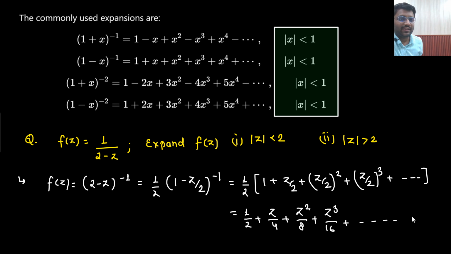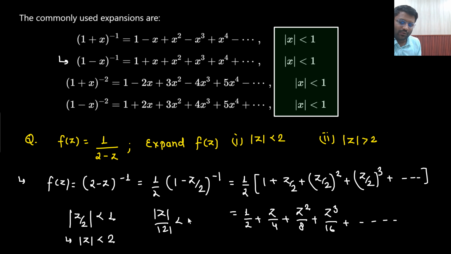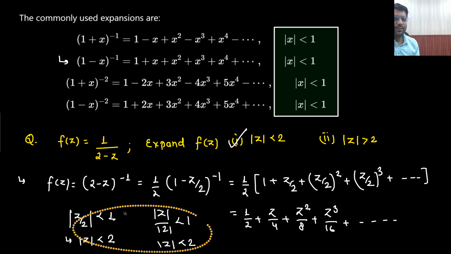But this is the answer for which case? Which expansion have you applied? You have applied the expansion 1 minus x to the power minus 1. When you are applying this expansion, what is the condition? The condition is that mod of z by 2 should be less than 1. Then only you can apply this expansion. That means mod of z divided by mod of 2 should be less than 1, and 2 is 2 only, so mod of z less than 2. That means you have written the answer for this case only. Are you able to understand this point?